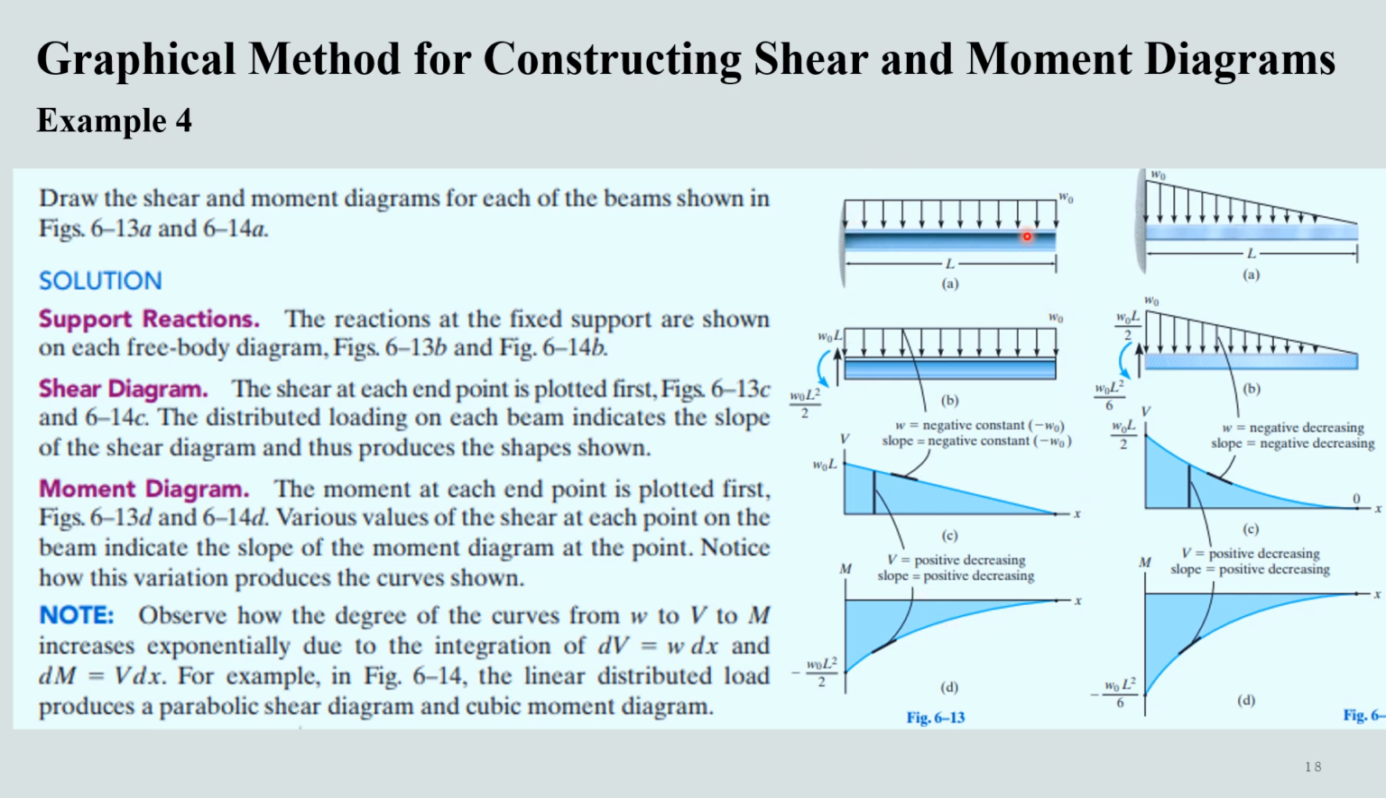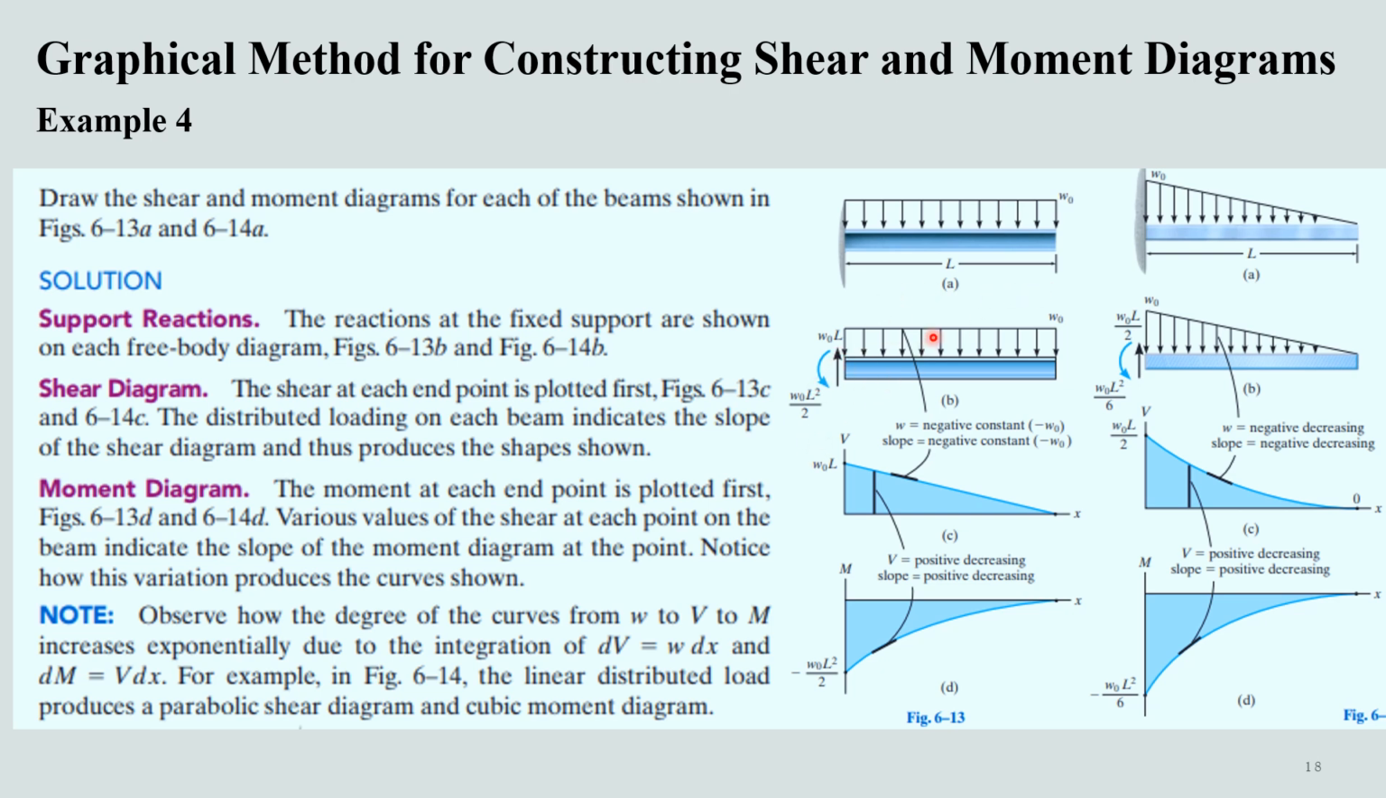Again, first we have to determine the support reactions. Just fix these steps in your mind. You have to start from determining support reactions. Because we're having a fixed support here, we'll have the vertical reaction as well as the moment. Our vertical reaction will just be equal to the intensity of the load multiplied by length, W naught L.